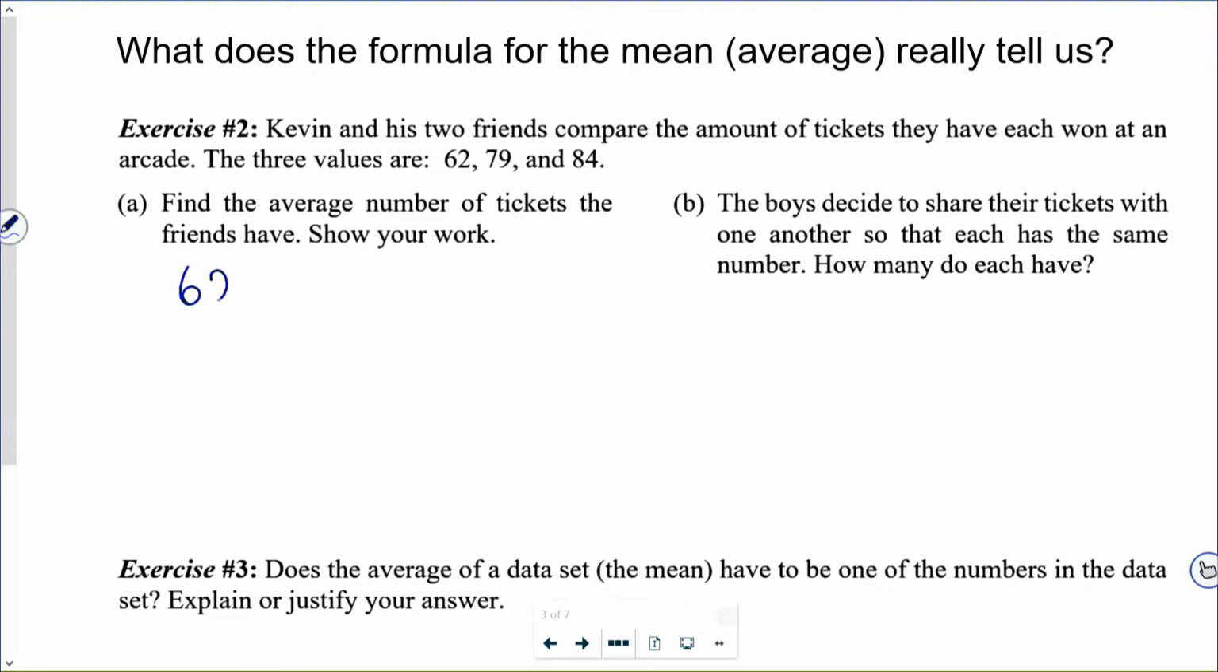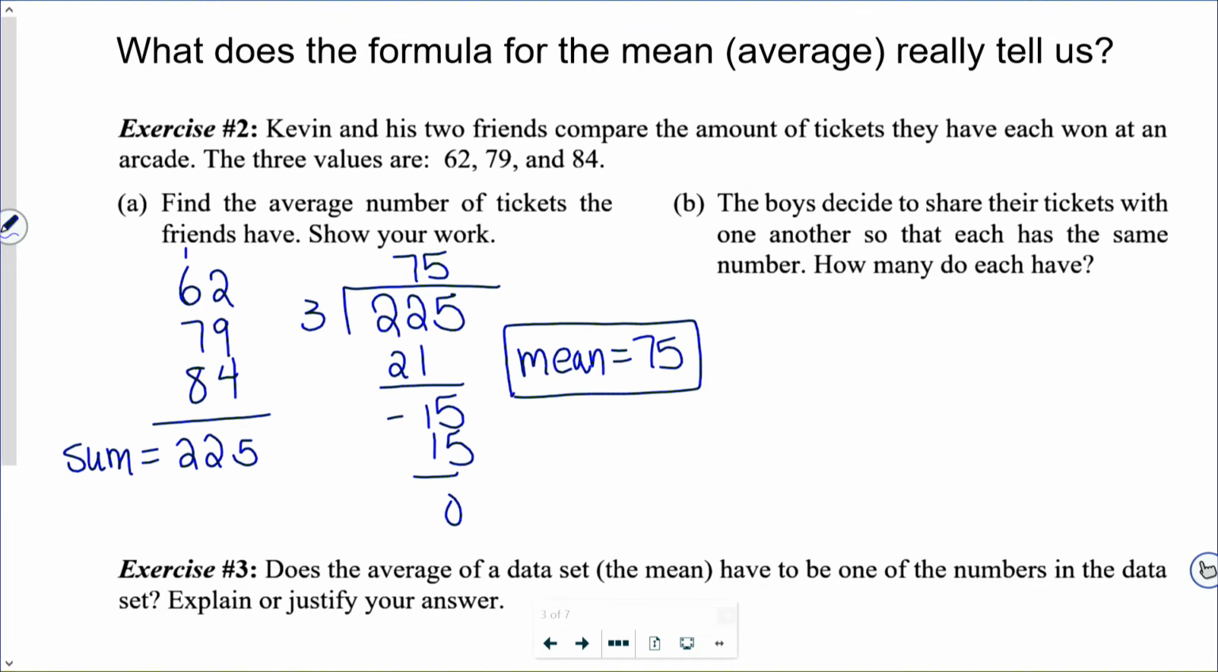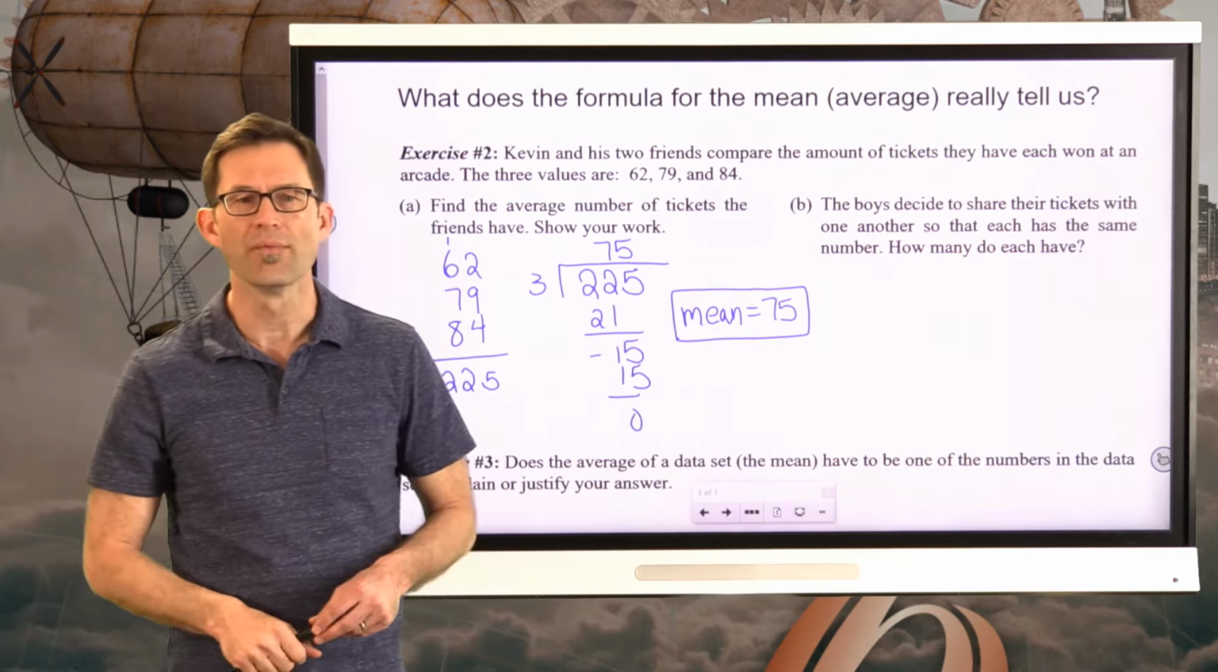All right, simple enough. Let's do it. Let's stack them. 62, 79, 84. All right, I'm going to do 4 plus 9, 13, plus another 2, 15, carry my 1. 8 and 7 is 15, plus 6 is 21, plus another 1 is 22. So the sum of all their tickets is 225. I'm going to now do 225 divided by 3. 7, 21, 15, 5, another 15, subtract, 0. So the mean equals 75. All right. So on average, they won 75 tickets.